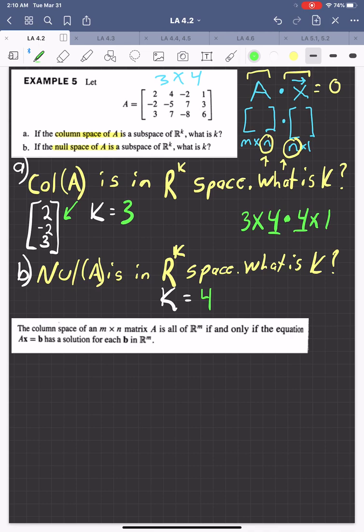Let me make the statement that for the most part, your column spaces and your null spaces live in entirely different dimensions. Now, there are a few exceptions, like if you have a square matrix, or you're dealing with zero vectors. But structurally, if you think about it, your column spaces and null spaces are just entirely different dimensions that they live in.